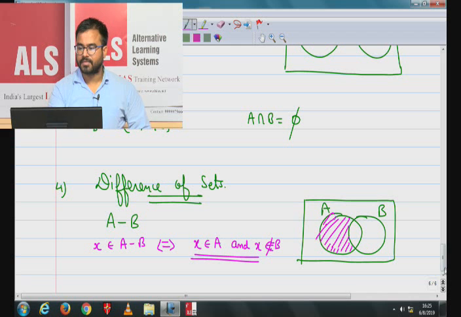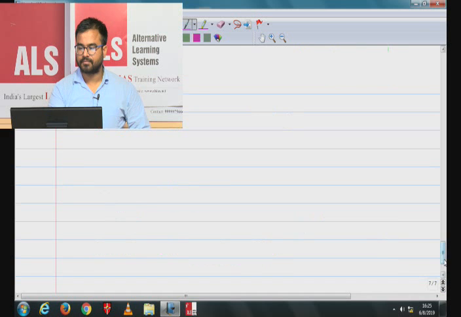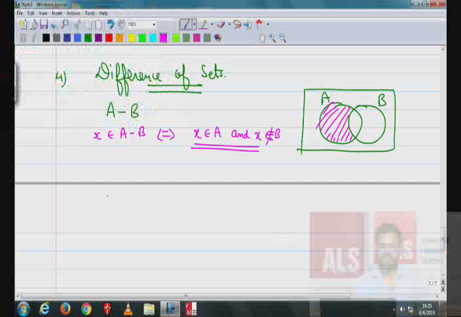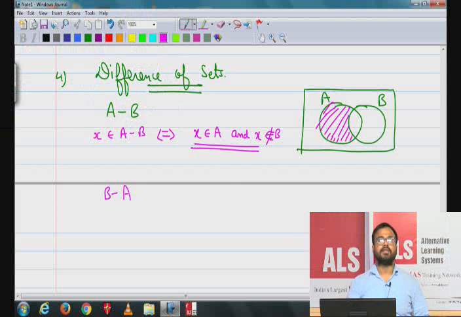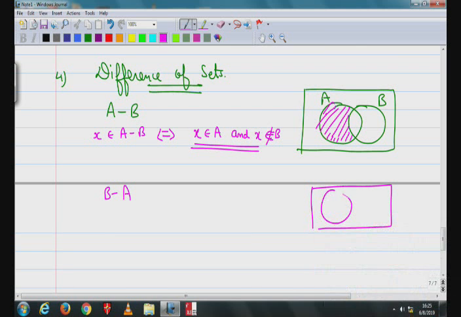Similarly, if I say B minus A, then B minus A means from the set B, we have to eliminate all the elements which are the part of A also. Like in the diagram, if this is A, this is B, from the set B we will eliminate all the parts which are part of A. So we will be left only with this region. So this is the meaning of B minus A.